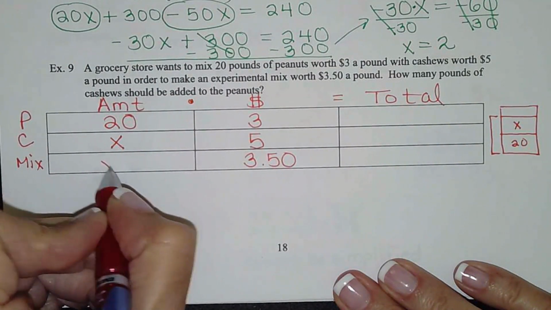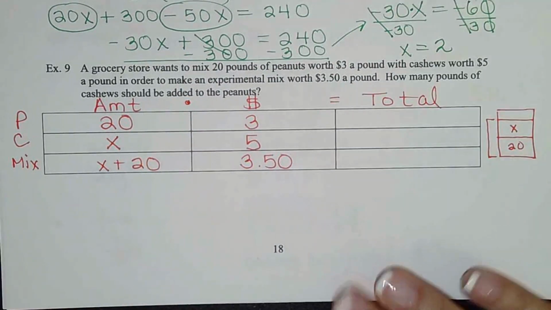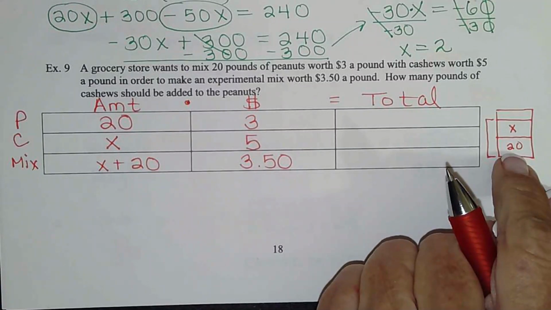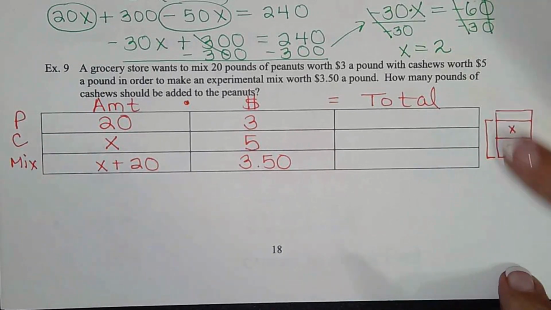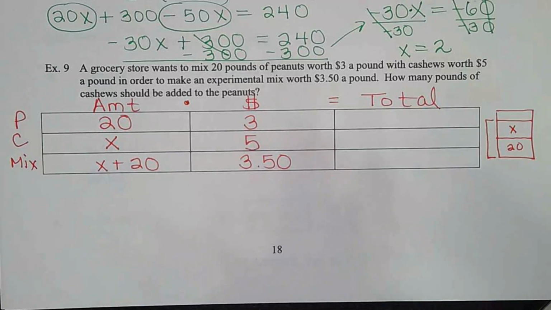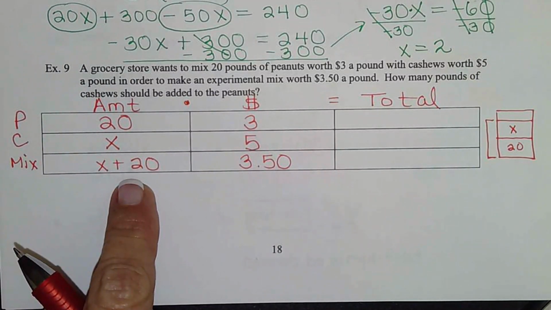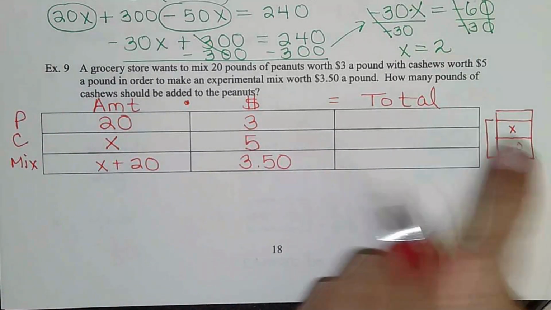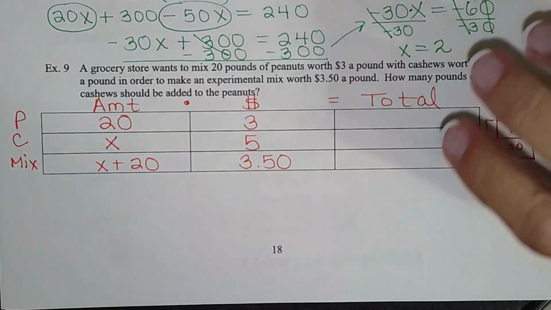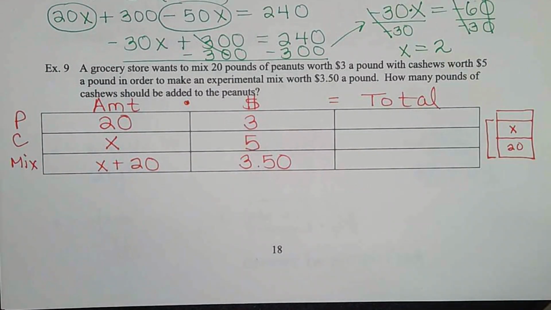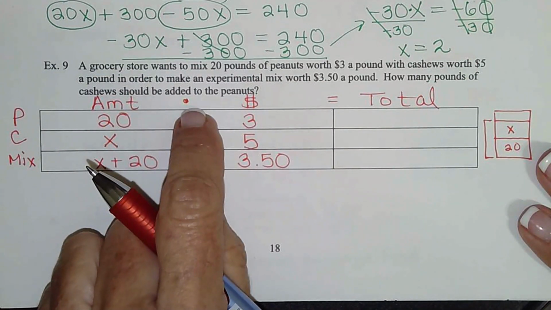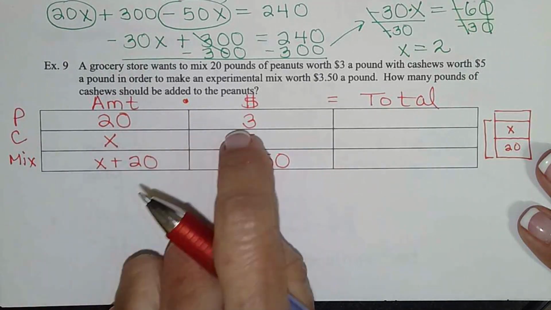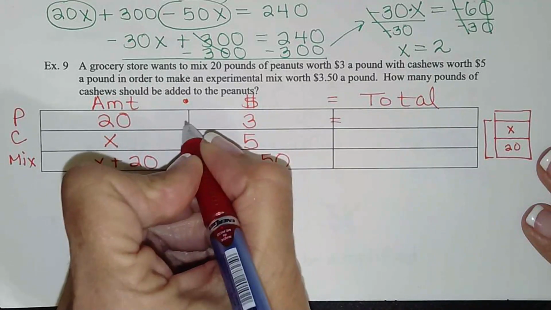So my mixture is going to be x plus 20 or 20 plus x, either way you want to write it. It's the 20 pounds of peanuts plus the x pounds of cashews. Sometimes when I draw that picture, that helps students visualize. It can't be 20 times x, because when you're weighing this, you're going to put in the 20 pounds, plus you're going to put in the x pounds. So it's going to be 20 plus x, or x plus 20. So now I'm almost done. I have these filled out. All I have to do is follow what the equation says. This times this is 60.